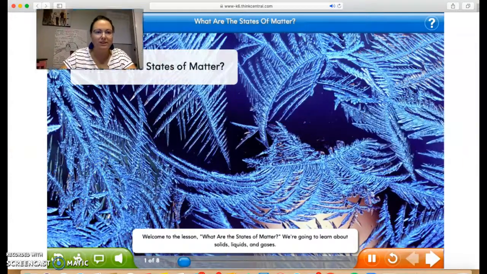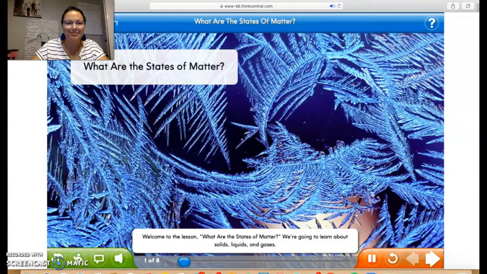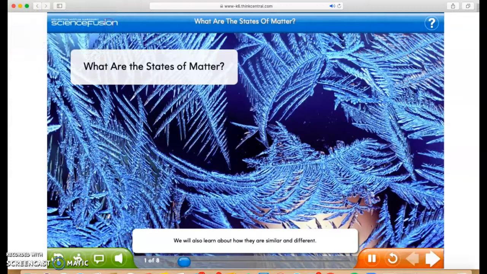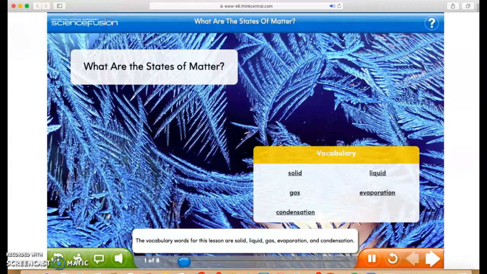Welcome to the lesson, What are the states of matter? We're going to learn about solids, liquids, and gases. Actually, I'll just go away. We will also learn about how they are similar and different. The vocabulary words for this lesson are solid, liquid, gas, evaporation, and condensation. Click each word to find out more about it.